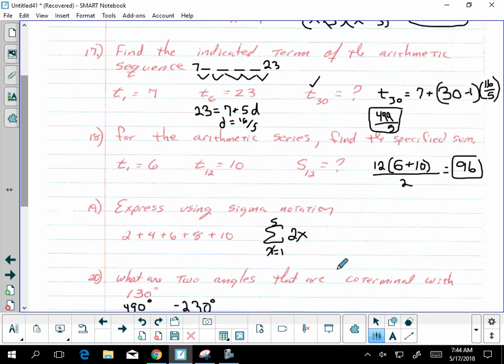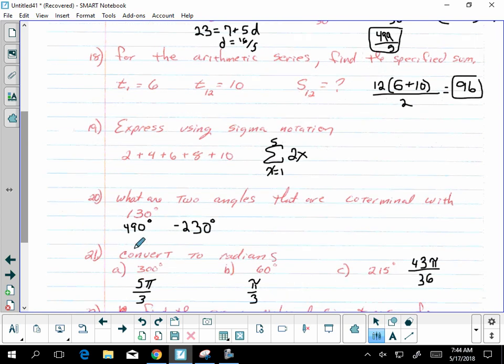You want to write this using sigma. The biggest mistake I see people make here is, hey, it's going up by 2, so it must be x plus 2. That doesn't work. Think of that as 2 times 1, 2 times 2, 2 times 3, 2 times 4, 2 times 5. That going up by 2 is like a slope. And you started with 1, you ended with 5. So it's going to be the sum from x equals 1 to 5 of 2x.